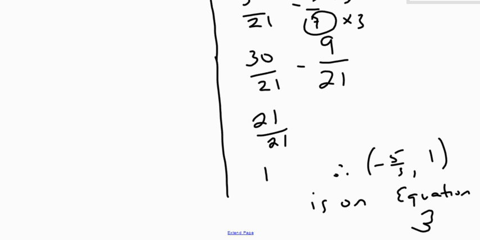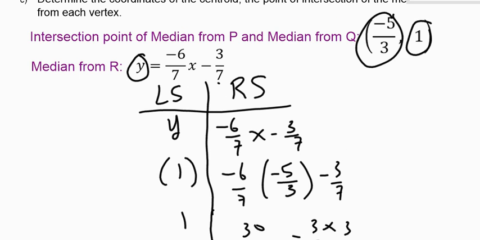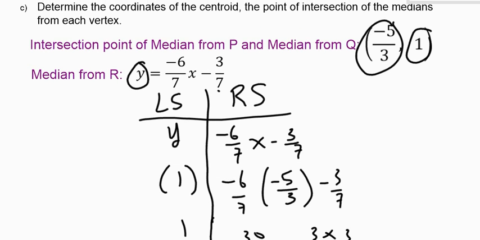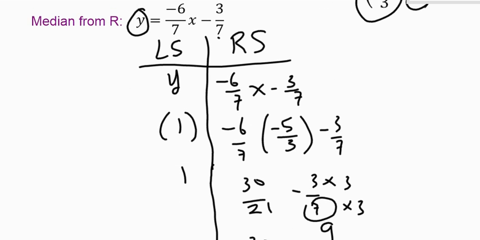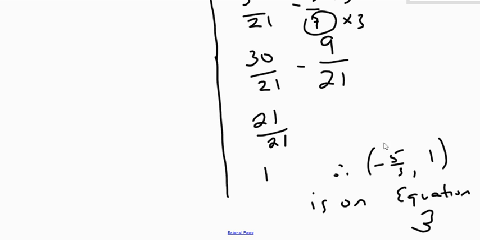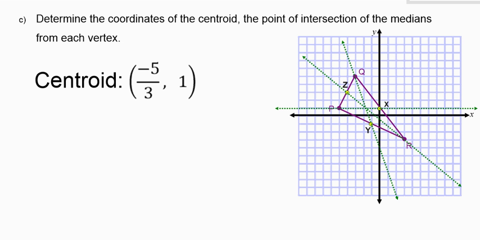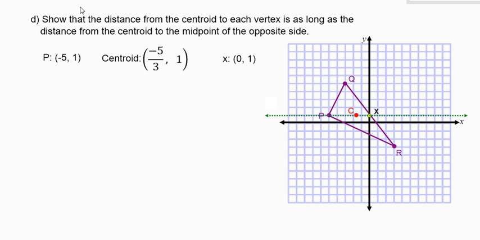So I didn't really have to do this. I just wanted to verify that my math was correct because I used two of the equations to find the centroid, and now I'm just checking to make sure. And yes, that is in fact the centroid. So again, determine the coordinates of the centroid, the point of intersection, and I found it. It's right here. And I checked that I did my math right. And then finally, it says show that the distance from the centroid to each vertex is as long as the distance from the centroid to the midpoint of the opposite side.